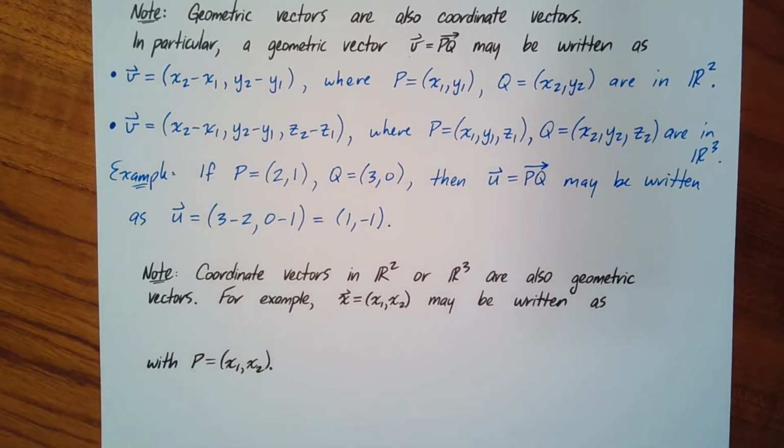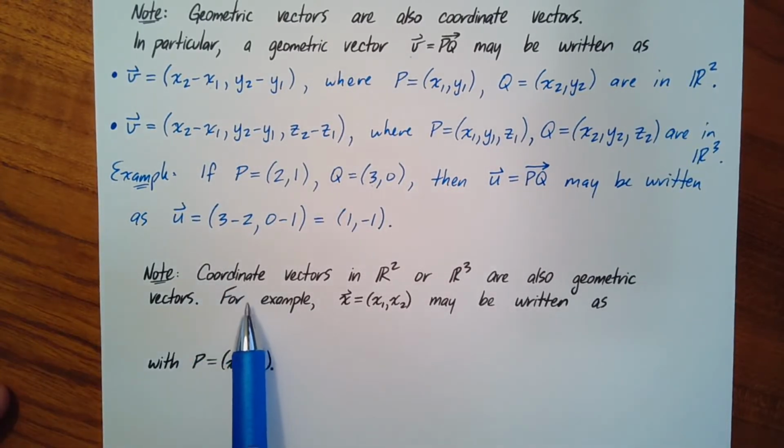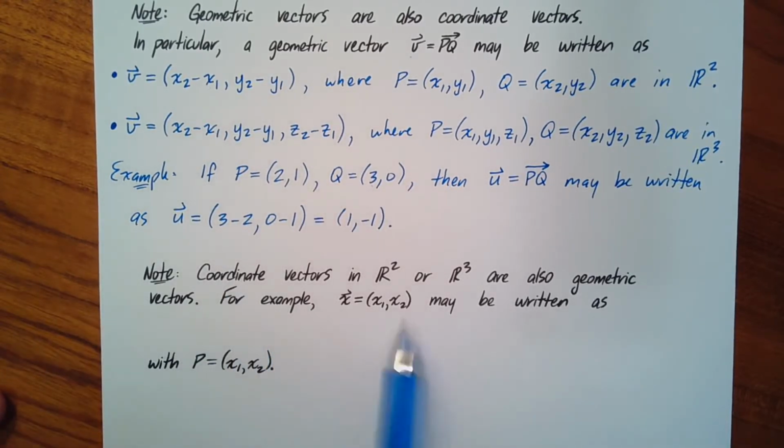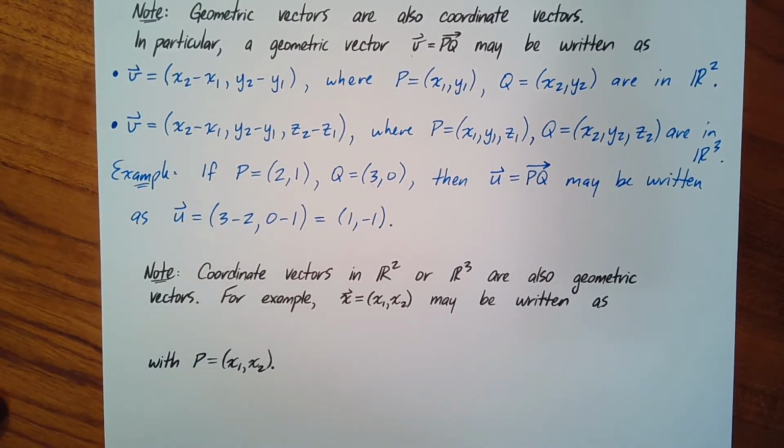But in order to do so, you have to come up with an initial point and a terminal point. And I'm going to show you how to do that now. I'm only going to show you how to do it in the case of a coordinate vector in R2, but it's the exact same for a coordinate vector in R3.